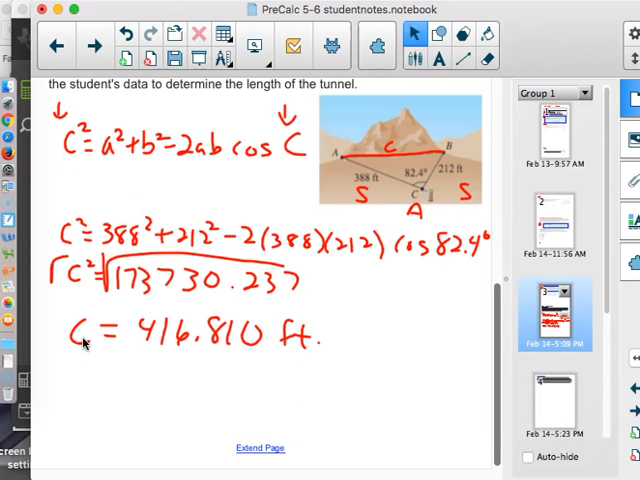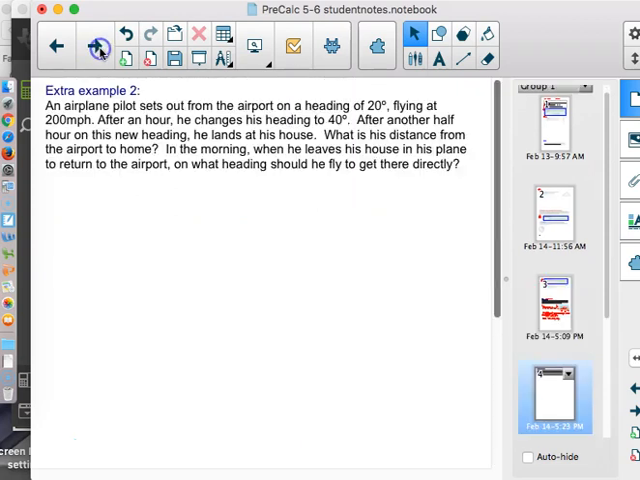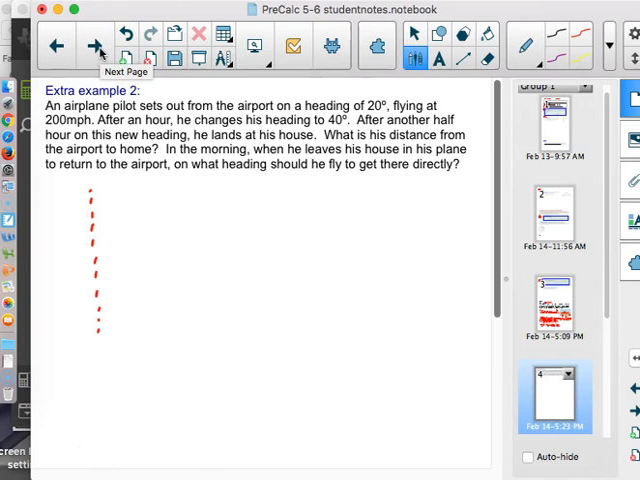You know, the great thing about the law of cosines is this formula is absolutely great to use once you have everything in order. Now the next problem gets a little more involved. We have an airplane pilot who sets out from the airport on a heading of 20 degrees flying at 200 miles per hour. All right, so remember we're talking about from due north here.